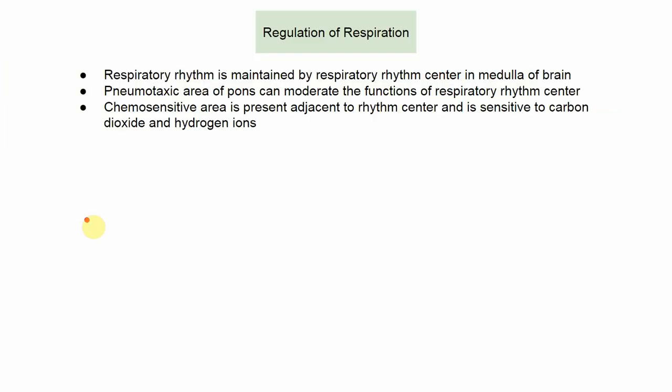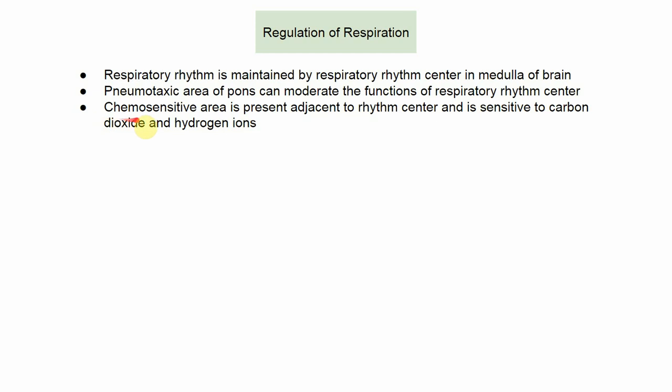Now let us look into the regulation of respiration. How is respiration actually regulated? The respiratory rhythm is maintained by one particular center called the respiratory rhythm center, which is present in the middle of the brain. You also find one more region called the pneumotaxic area, which is present in the pons of the brain, which moderates the functions of the respiratory rhythm center.